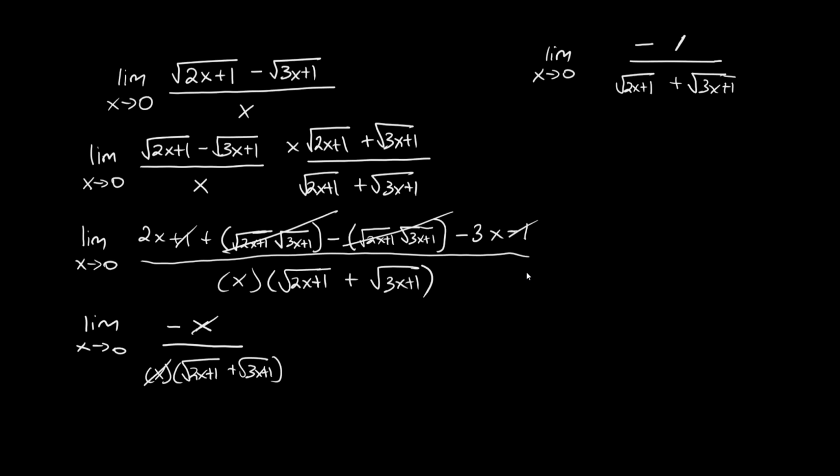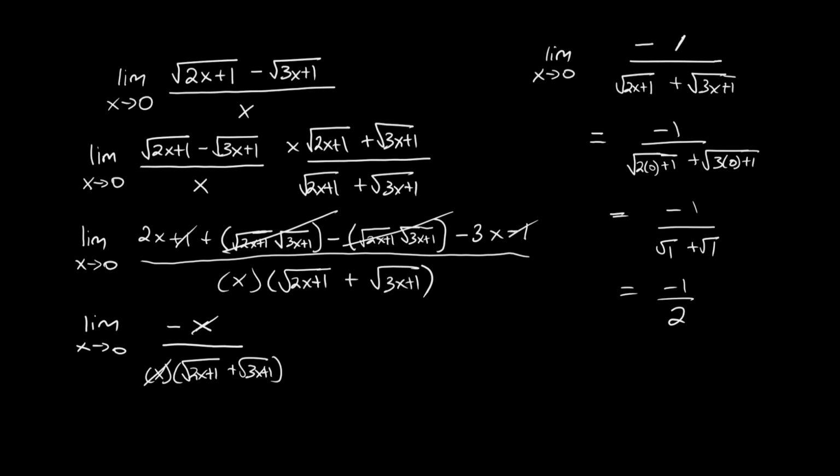Now we can go ahead and have our direct substitution done. This becomes negative 1 divided by the root of 2 times 0 plus 1 plus the root of 3 times 0 plus 1, which is then negative 1 divided by the root of 1 plus the root of 1. This becomes negative 1 divided by 2. And that would be our limit, negative a half.